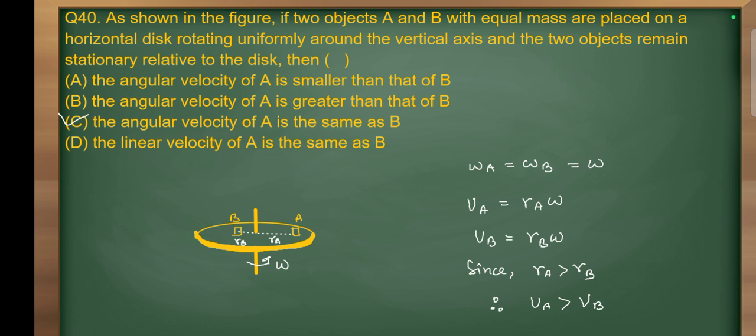So the angular velocity at both points A and B will be equal, but the linear velocity will be different because the distance of mass A from the axis is greater than the distance of mass B from the axis. So according to this, the linear velocity at point A will be greater than the linear velocity at point B. So according to this, option C is correct, that the angular velocity at both points is equal.